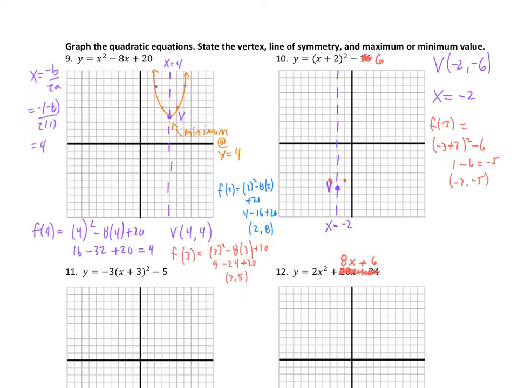And then I'm going to plug in -4. So -4 plus 2 squared minus 6. -4 plus 2 is -2. -2 squared is 4. 4 minus 6 is -2. So -4, -2. Which is right here. Then 0, 2, and then I can draw my parabola.